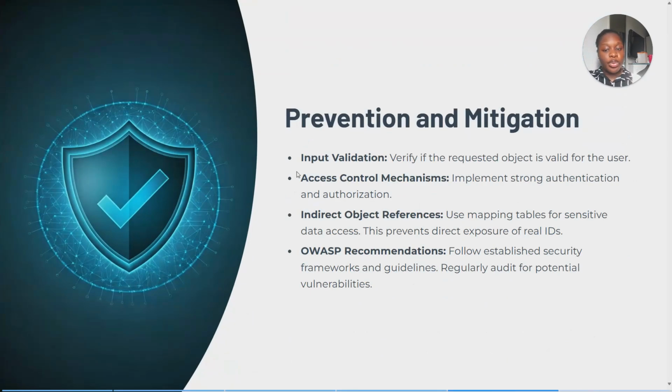Thankfully, it's possible to prevent such attacks. The first is always to validate whether the user has access to the object they are requesting. This means checking authorization, not just authentication. Second, we can use indirect object references, for example, replacing the raw IDs with random tokens that are mapped internally, and this obscures sensitive data from user inputs. Also, we have secure coding guidelines, that's OWASP recommendations. We can conduct regular audits to catch any vulnerabilities before a hacker does. This layered defense is key.